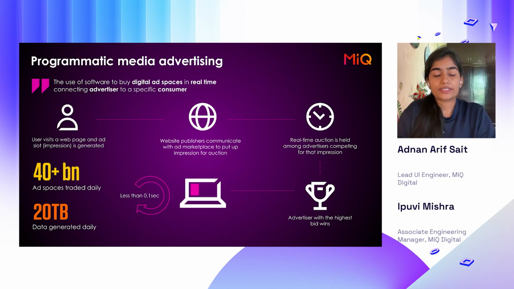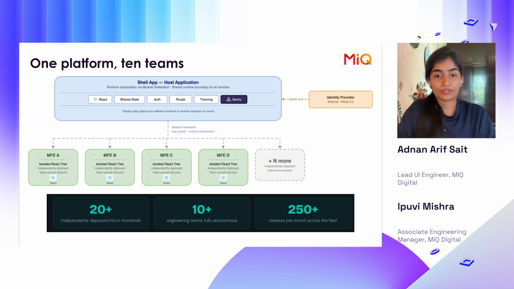During this real-time auctioning, all the advertisers would be bidding for you for that particular ad slot. Whoever wins the bid gets that particular ad slot and the opportunity to show their ad. All of this is done using 20 terabytes of data generated on a daily basis, and close to 40 billion plus ad spaces get traded daily. That's a brief about our business, or what MIQ does. Now let's look at how we do this.